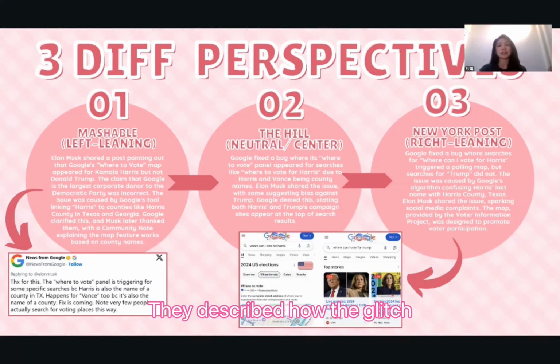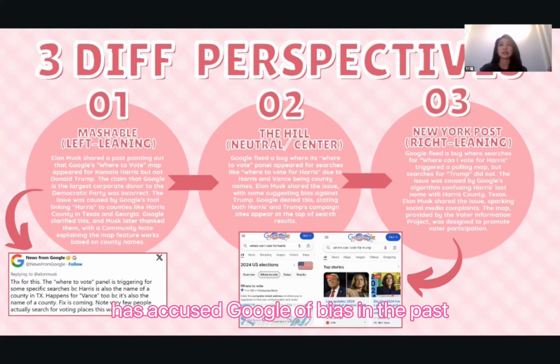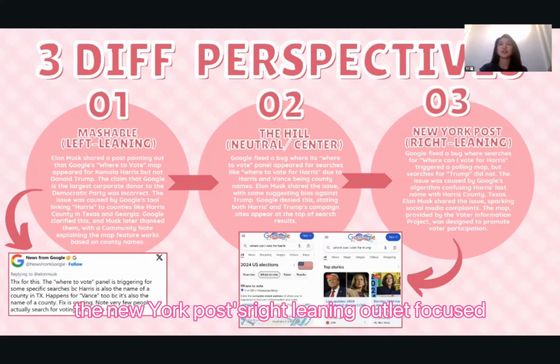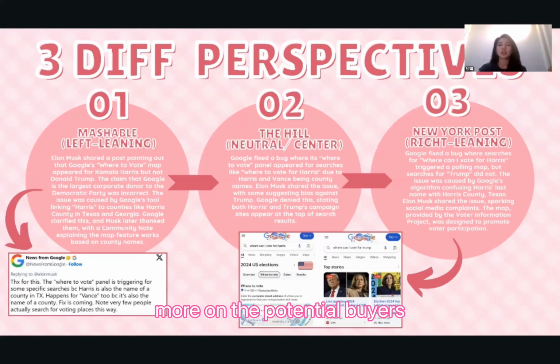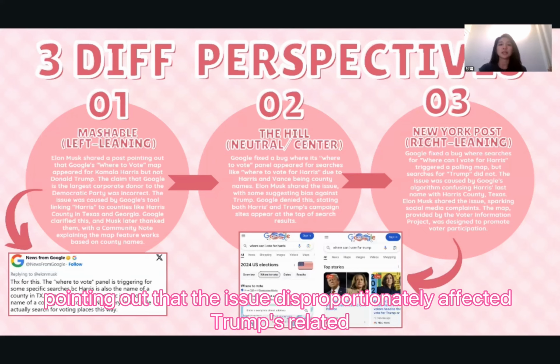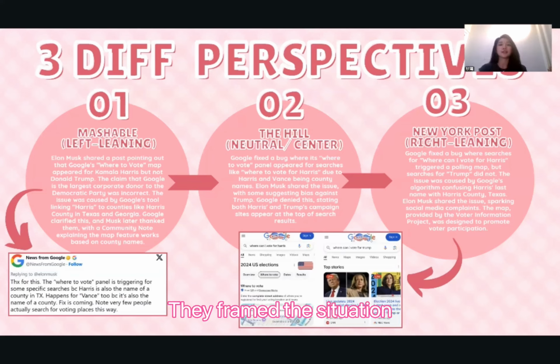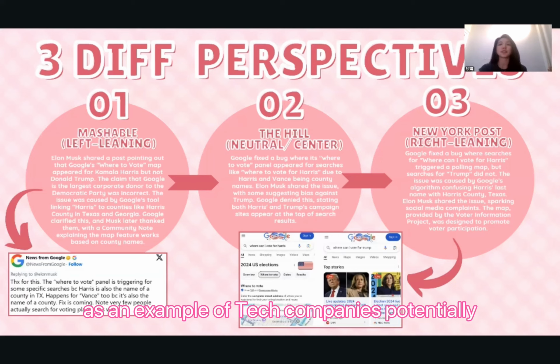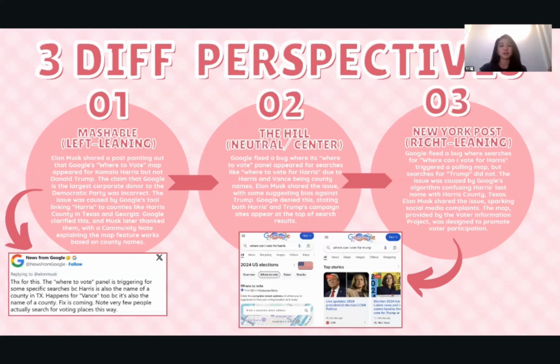The Hill, which tries to maintain a neutral stance, provided a straightforward explanation of the issue. They described how the glitch occurred and mentioned that some conservatives, including Trump, have accused Google of bias in the past. Third, the New York Post, a right-leaning outlet, focused more on the potential bias, pointing out that the issue disproportionately affected Trump-related searches. They framed the situation as an example of tech companies potentially being biased against conservative figures.